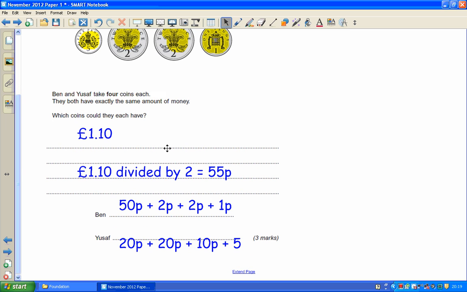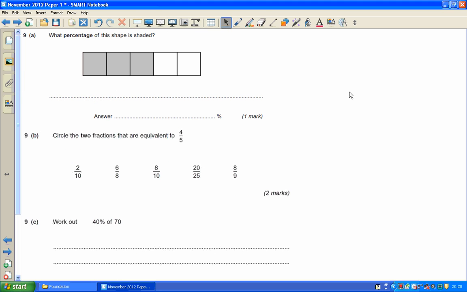Okay. Which question are we up to now? Number 9. What percentage of this shape is shaded?